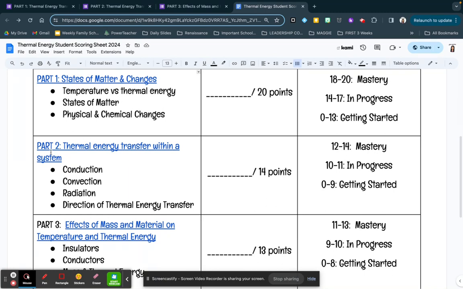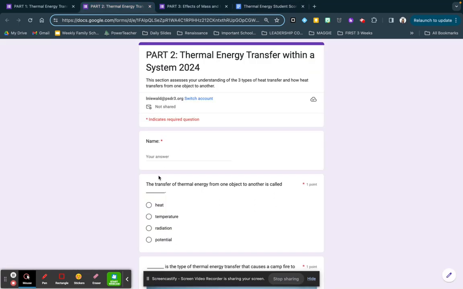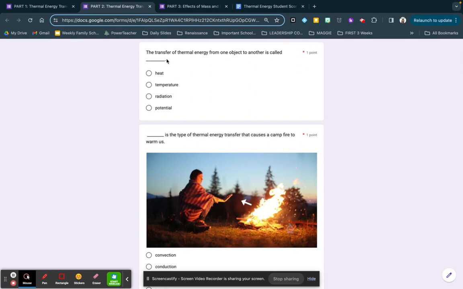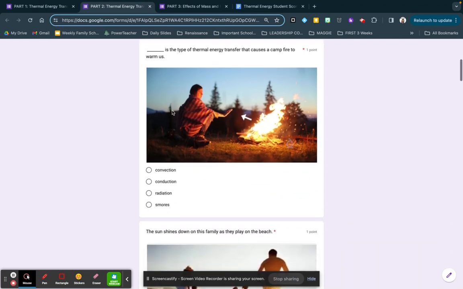We're moving on to convection, conduction, and radiation. So part 2, again, put your name, right? The transfer of thermal energy from one object to another is called what? So when that energy goes from one object to another, is that heat, temperature, radiation, or potential? What do you call that? Blank is the type of thermal energy transfer that causes a campfire to warm us. So if you notice, right, heat going to the hand, is that convection, conduction, radiation, or s'mores?